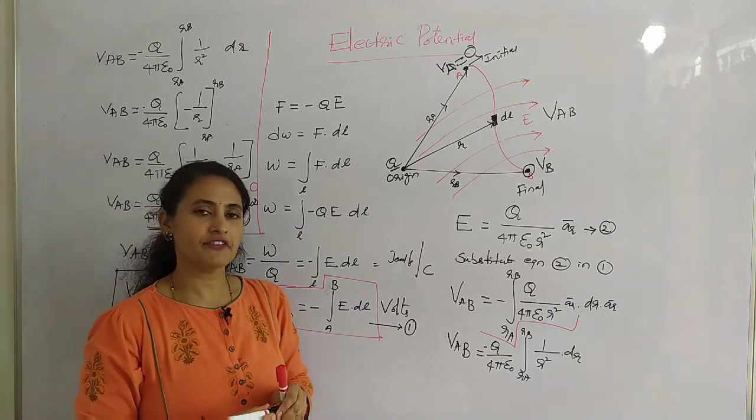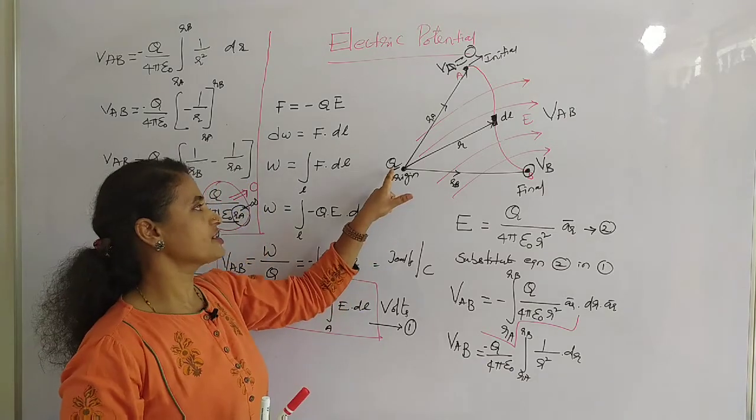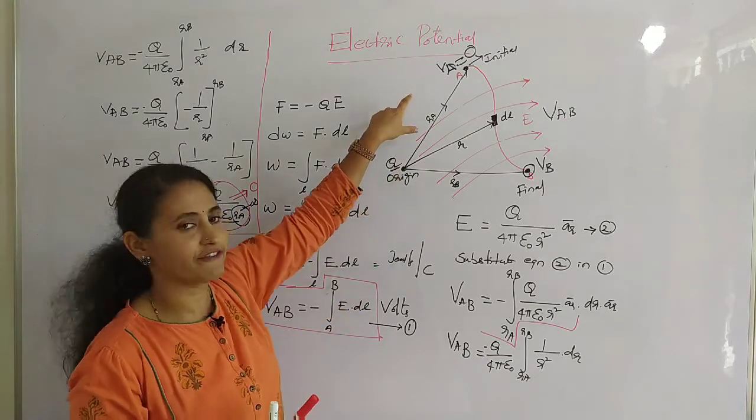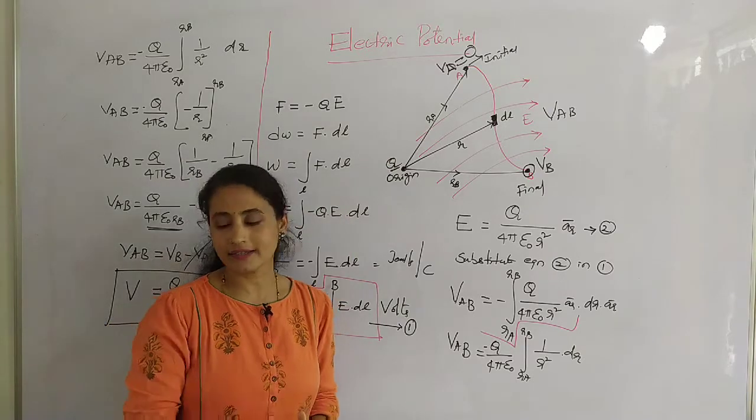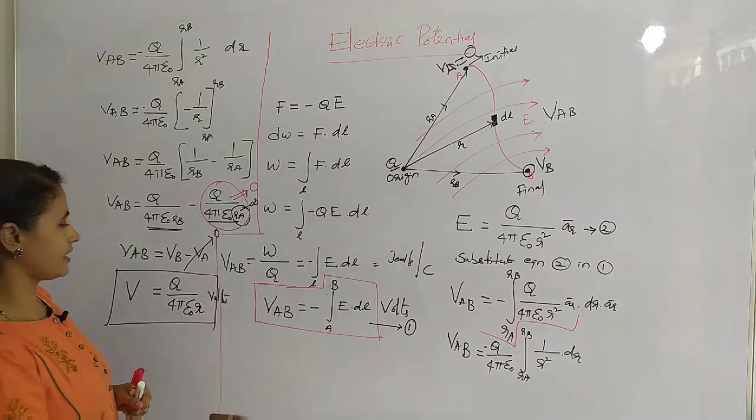Okay. Now what we will see? Now the point charge is not at origin, but at some other distance, other than the origin. So now we will see that.